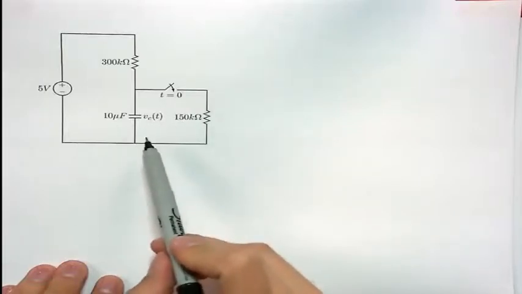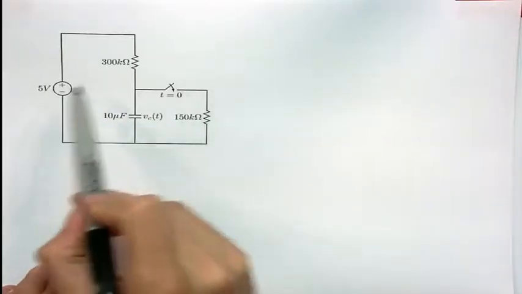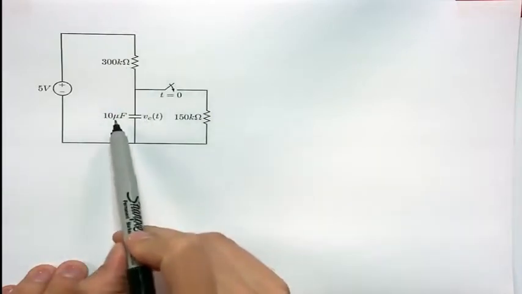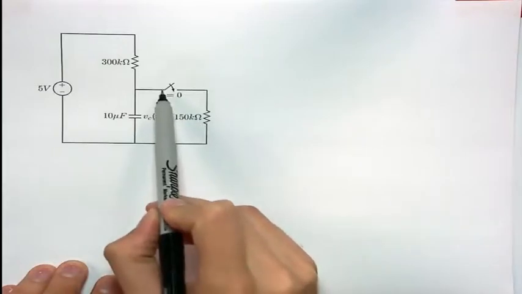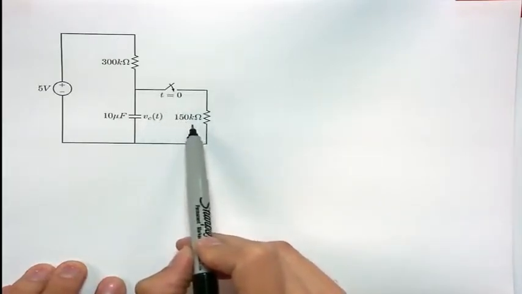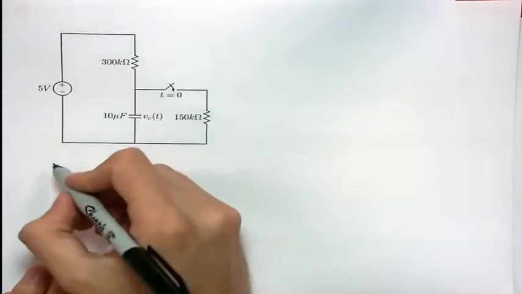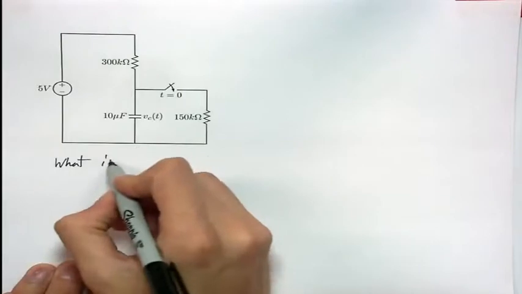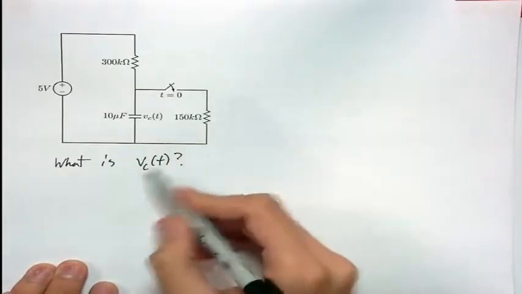An RC circuit. Here we have a 5-volt source, a 300K resistor, a 10 microfarad capacitor, a switch that closes at t equals 0, and a 150K ohm resistor. In this problem, we want to know what is the voltage across the capacitor for all time t.